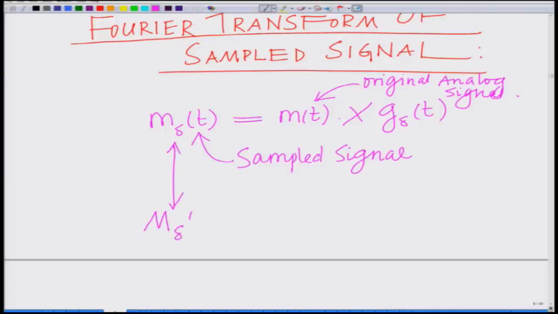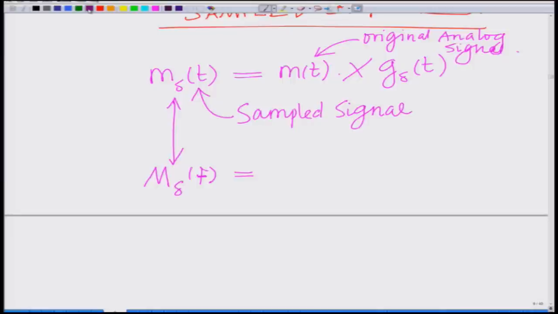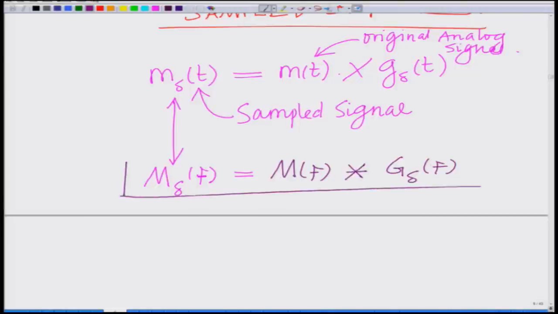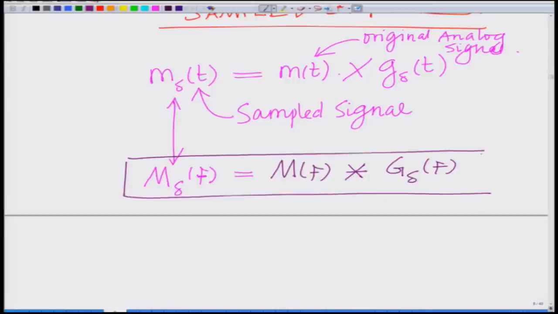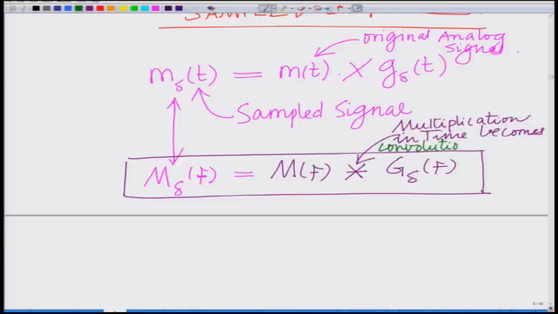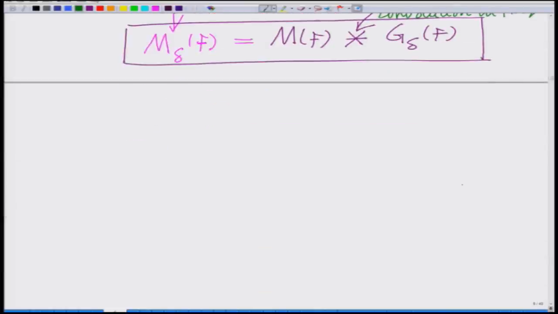that is very simple. M delta f is the Fourier transform of m delta t, that is the sampled signal. Now you can see m of t, let us say, has a Fourier transform M of f, and g delta t we know has a Fourier transform G delta f. This will be the convolution between M of f and G delta f, because multiplication in the time domain becomes convolution in the frequency domain.